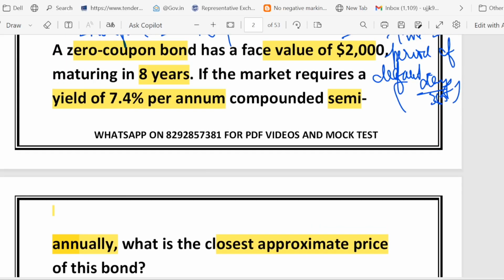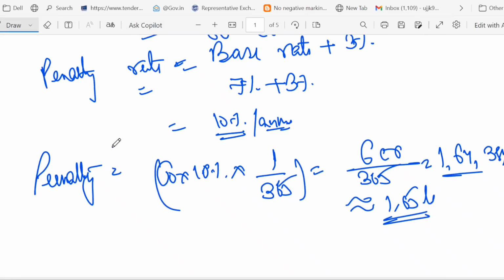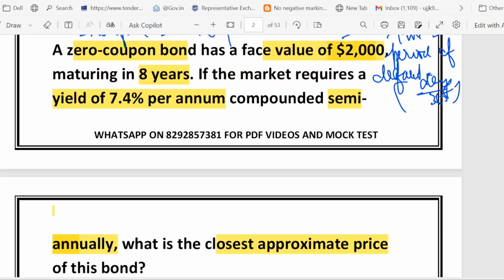Let me explain. So first of all, do you know the meaning of zero coupon bond? When I say zero coupon bond, what does it mean? Let me explain. So friends, zero coupon bond means here what? It will pay nothing till maturity and then pay the face value of $2000. How much is $2000 at the year end, right? At the year end, right?